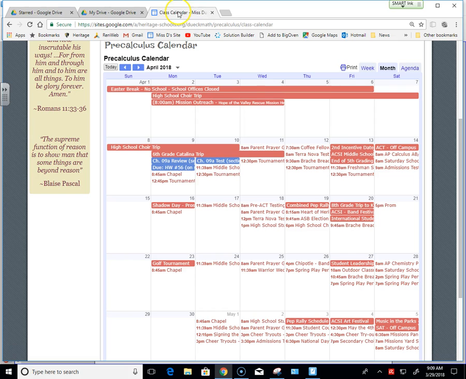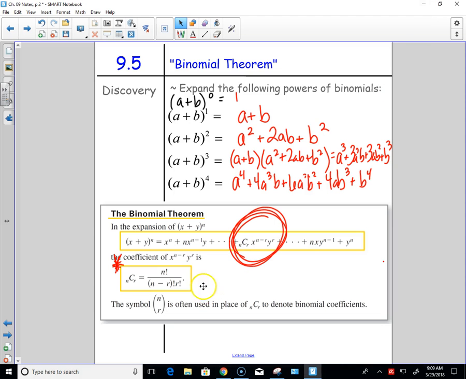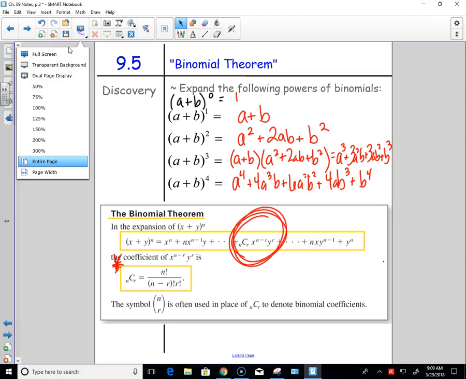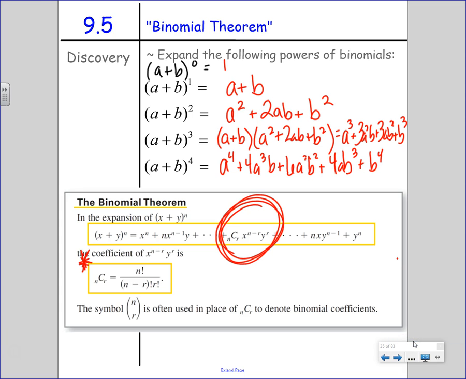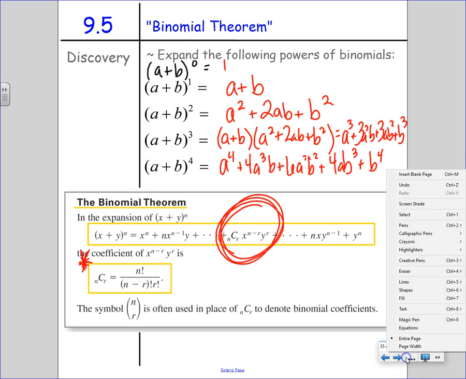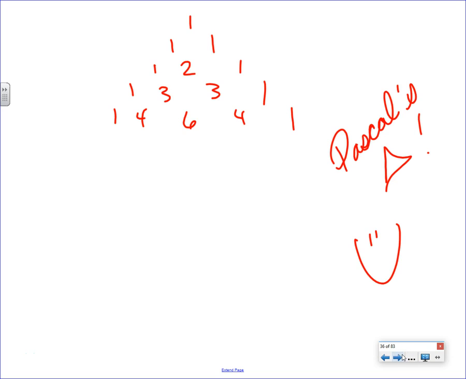Kiddos, with that, we already saw the calendar. We saw what's coming, what our responsibilities are, and what would be a wise way of spending at least a little bit of time over break. Here we go. Section 9.5, binomial theorem. Pascal's triangle. I said it. You guys all groaned. Come on. It's not too bad. But let me explain to you why I'm not going to stop with Pascal's triangle.